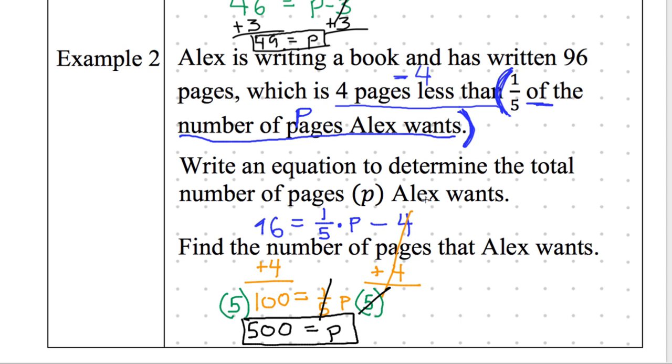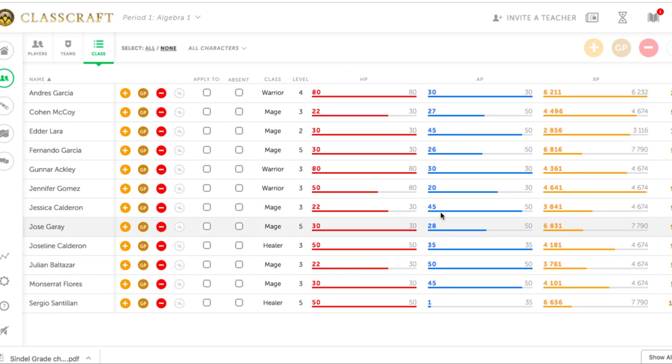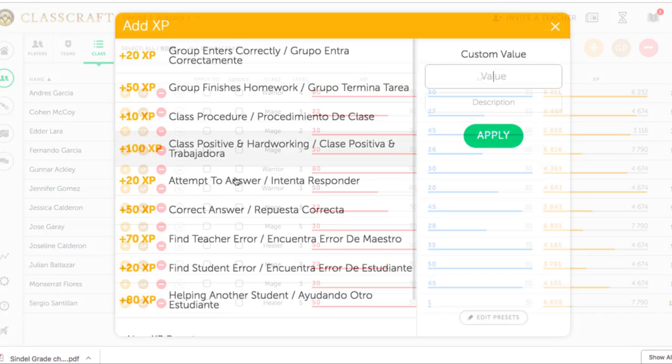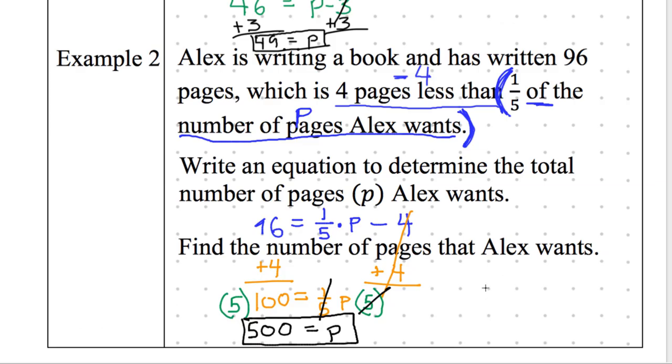That means that Alex wanted to write 500 pages. And he's only written 96, which is 4 pages less than 1/5 the number he wanted to write, which was 500. Very nice. Make sure that all of that is written down. Fernando, there's your 50 XP. Any questions about example 2?